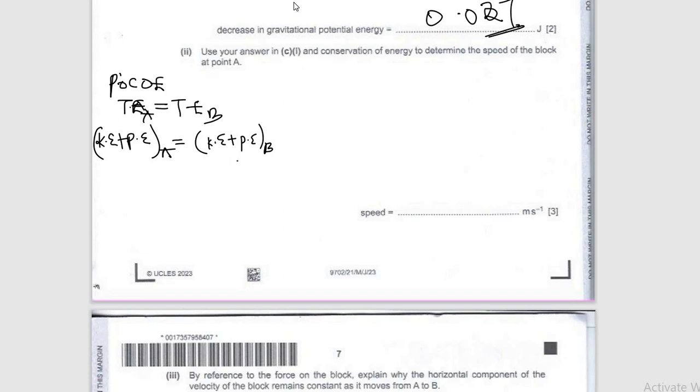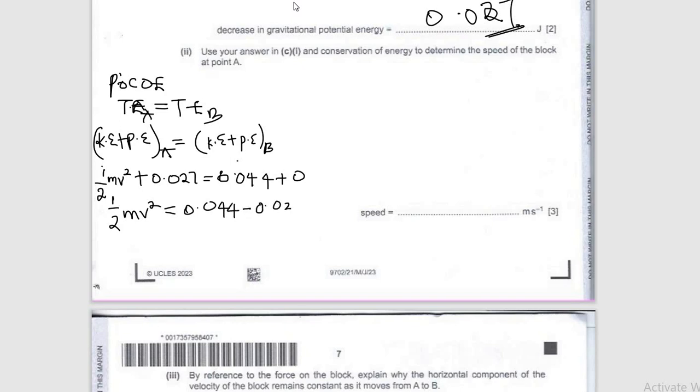Kinetic energy at point A, we don't know it. That's half mv squared. Potential energy at A, 0.027. Kinetic energy at B, the question said, is 0.044. Potential at B is 0. So we have half mv squared plus 0.027 equals 0.044 plus 0, so half mv squared equals 0.044 minus 0.027. Let me use my calculator.